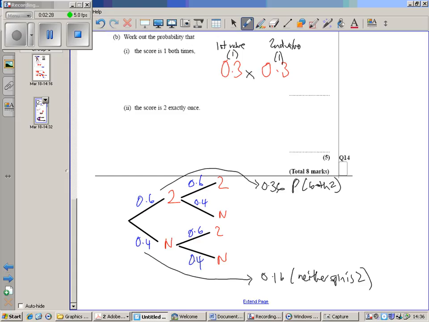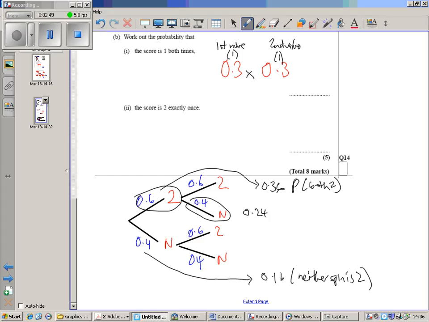And so you could just do 1 minus those options to get the probability of getting a 2 once. Or you can add them together. I'll do it by the adding method. One option for getting exactly one 2 is getting a 2 on the first roll and getting no 2 on the second. So that would be 0.6 times 0.4. So that's 0.24, which is what a lot of you got.